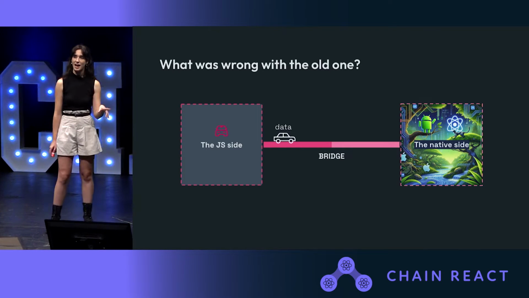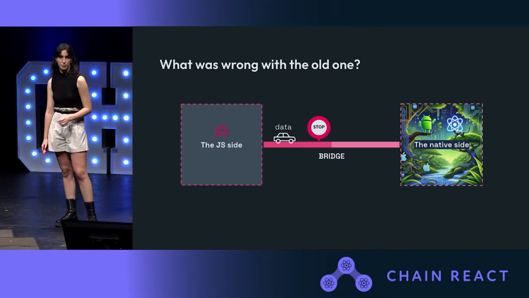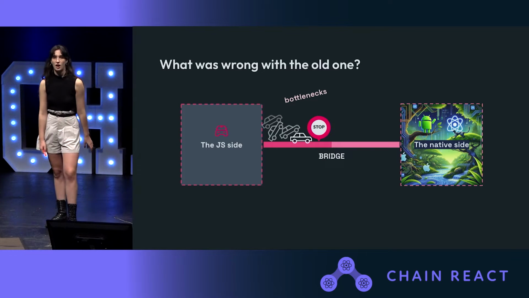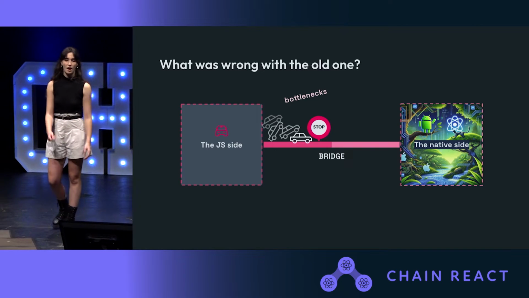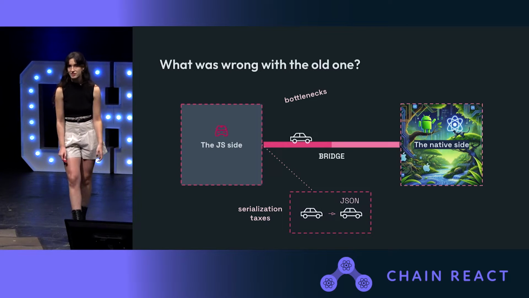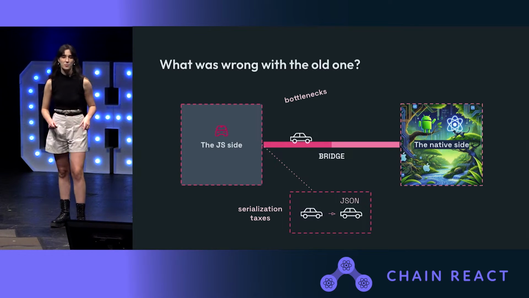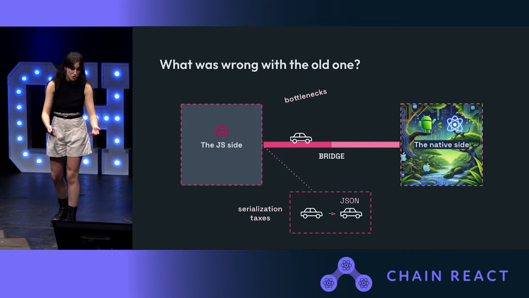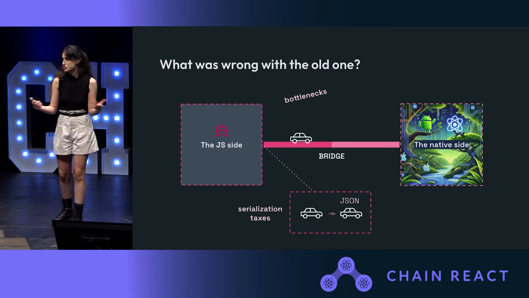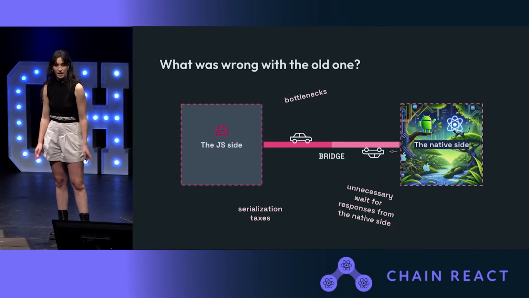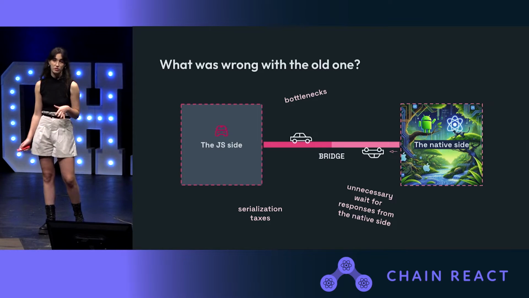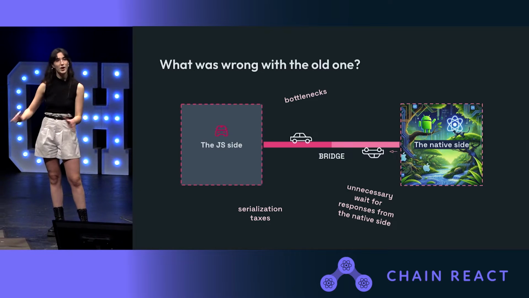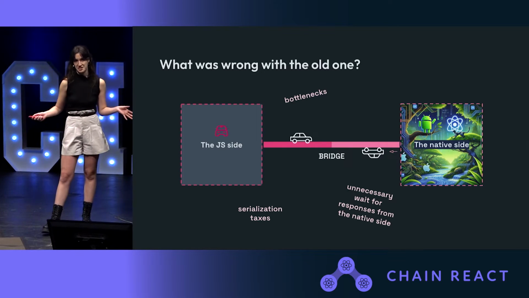But this bridge had some issues. For example, if you had a heavy flow of data, you could have bottlenecks that hurt performance. Another problem with the bridge was that you had to pay serialization and deserialization taxes, because everything that went through the bridge was in JSON format. You had to serialize it into JSON and then deserialize it on the other side, so that brought in a bit of overhead. And also, you had to wait for the responses from the native side, even if you didn't need it. The JavaScript side always waited for an answer.